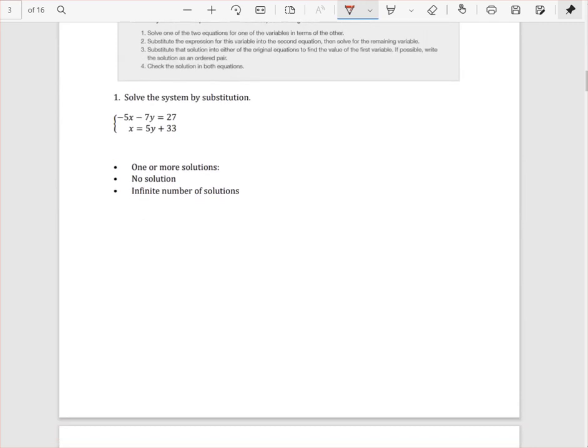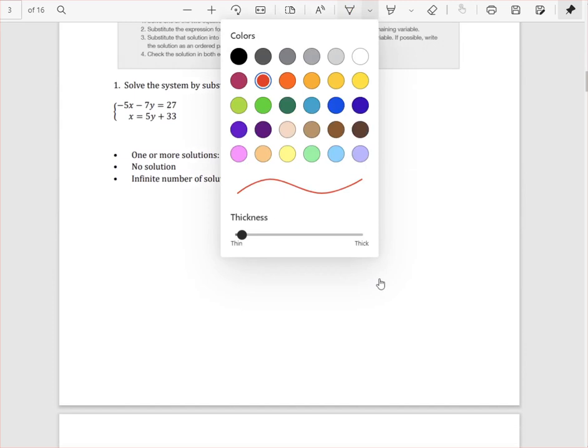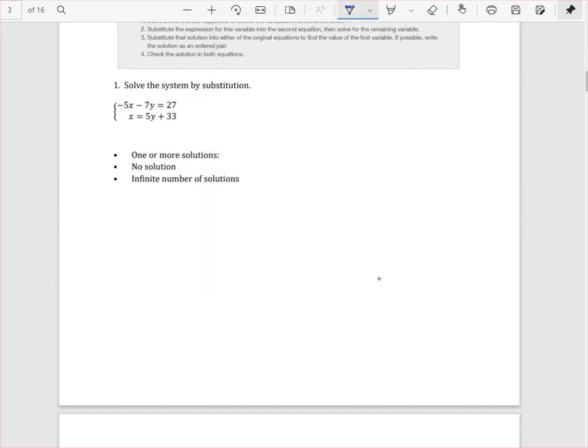Solve the system by substitution. See how on the second one here we have x equals. So what we're going to do is take that x and substitute all of this for x. So it's going to look like this. And then instead of x, I'm going to write 5y. You can see that I left everything the same. The only thing I replaced was that x with this. And then I'm just going to solve.